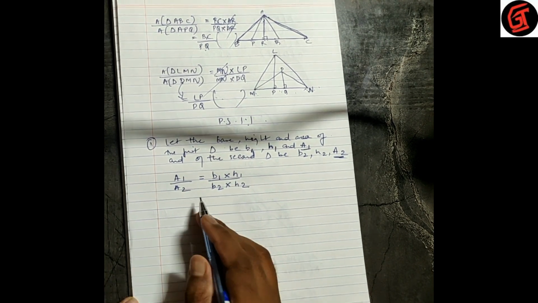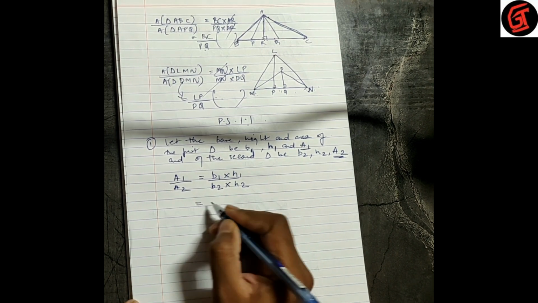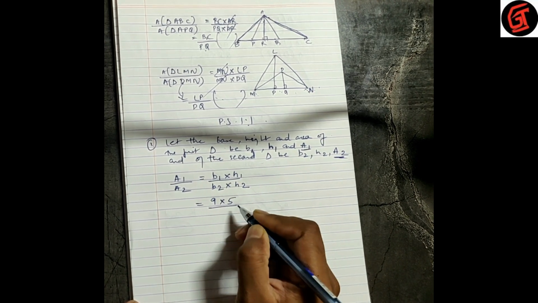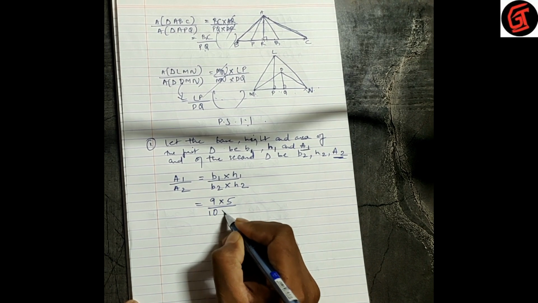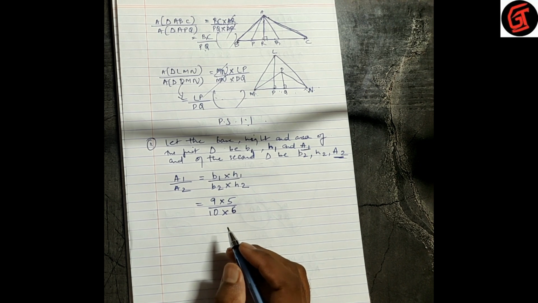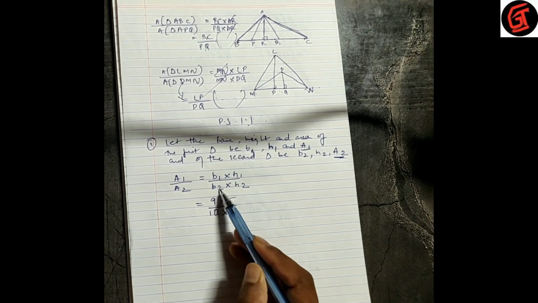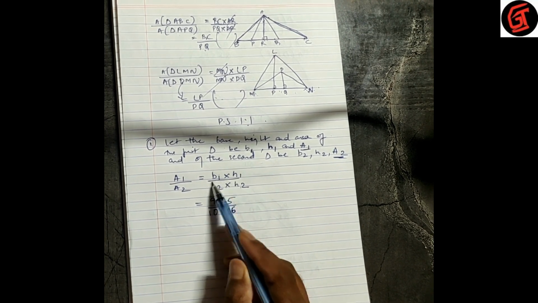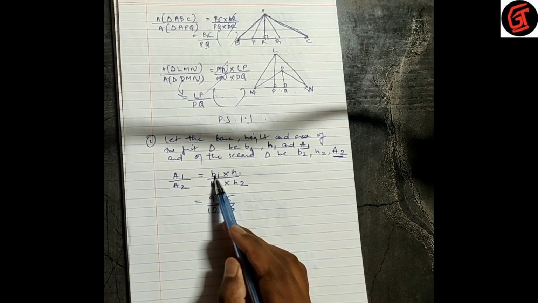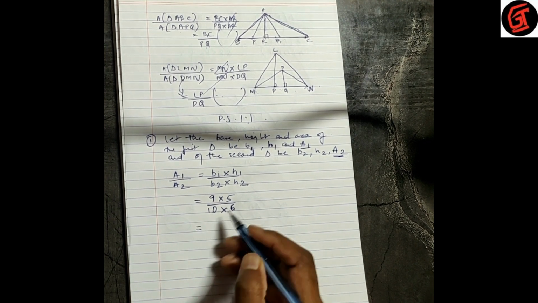What is given to us? The base of one triangle is 9 and height is 5, and the base of another triangle is 10 and height is 6. So this is already given to us in the question. We don't need to worry whether 9 and 5 will be here or 10 and 6 will be here; we have to write the correct pair. Base of the triangle is 9 and height is 5, so 9 here and 5 here, and 10 here and 6 here. Now let's sum this up.